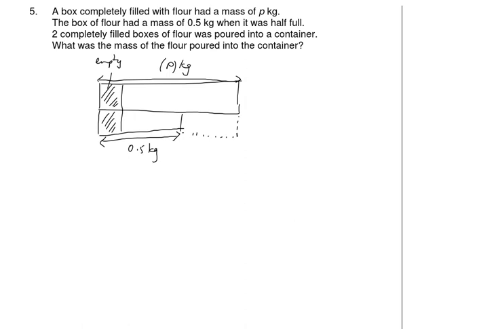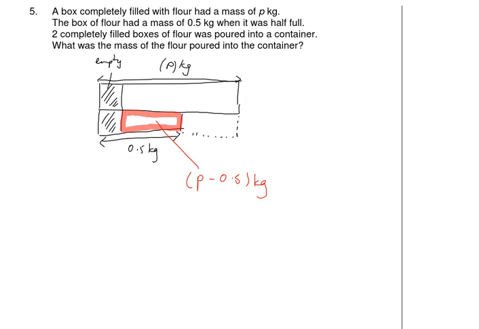Now they want two completely filled boxes of flour poured into a container. What was the mass of the flour poured into a container? To find the mass of the flour, that means I'm looking at this part, right? Yes or no? To find the mass of the flour, what I need to do is to use P minus 0.5 kg. Yes? Do you agree?